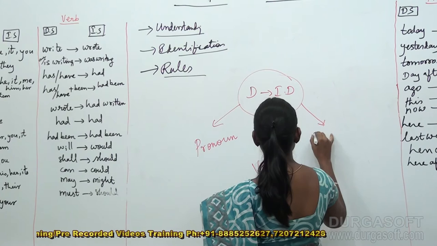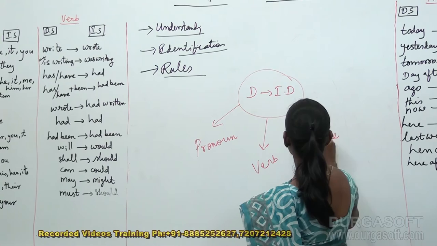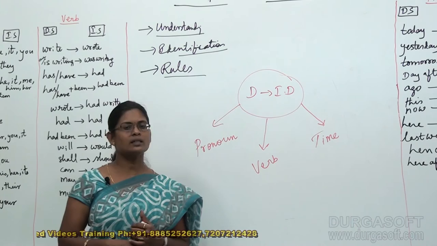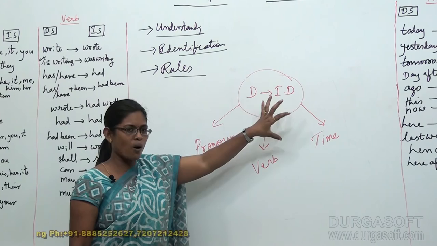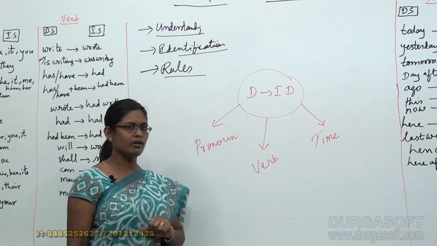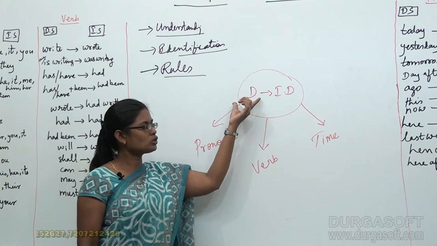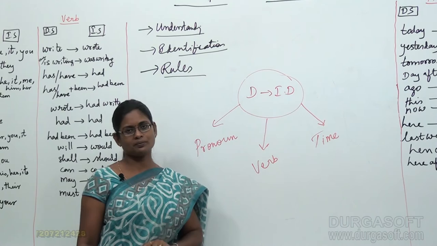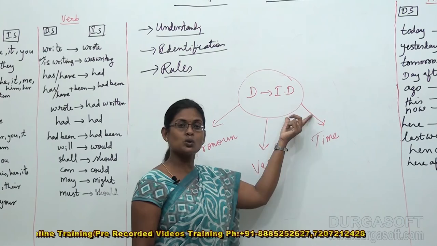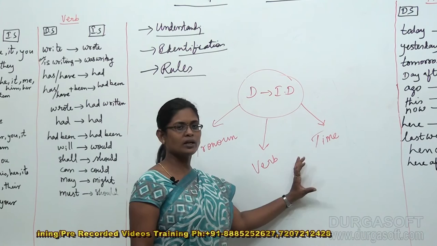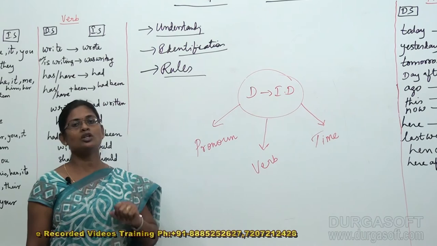So these three areas you have to focus on a lot, especially when dealing with direct and indirect speeches. The pronoun that is present in the direct speech is going to change its form when it becomes an indirect speech. In the same way, the verb that is present in the direct speech is going to change its form. Same as the time that is specified in the direct speech. So these are the three core areas that you have to focus on when converting a direct speech into indirect speech.